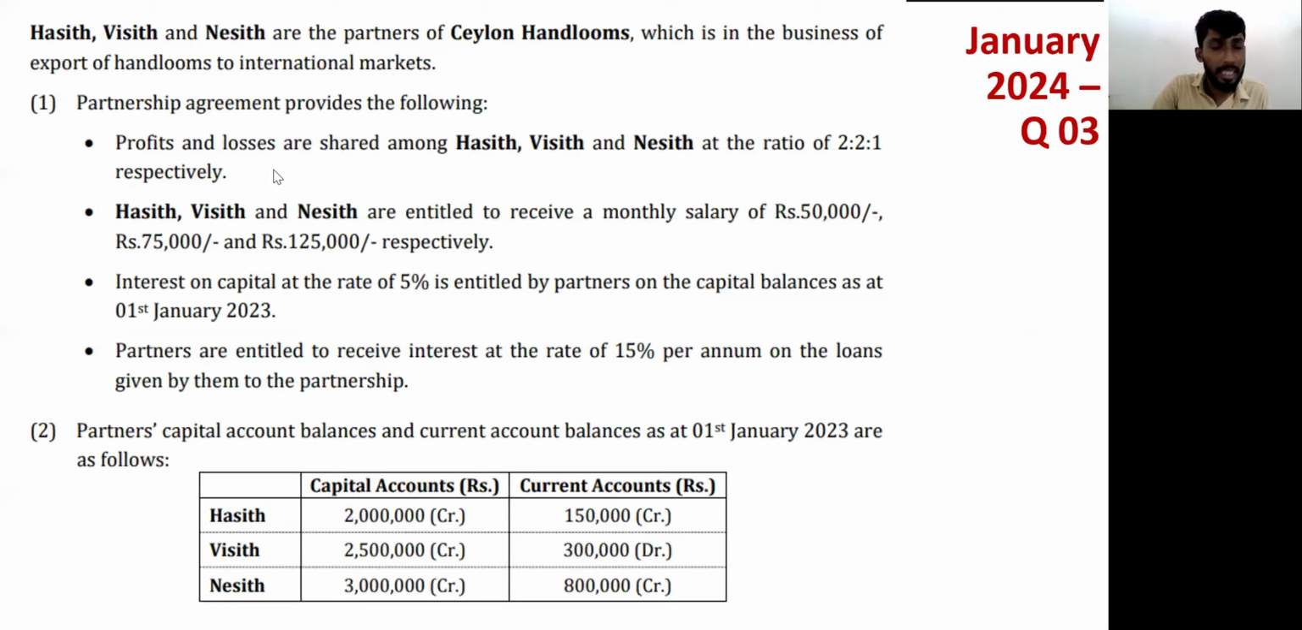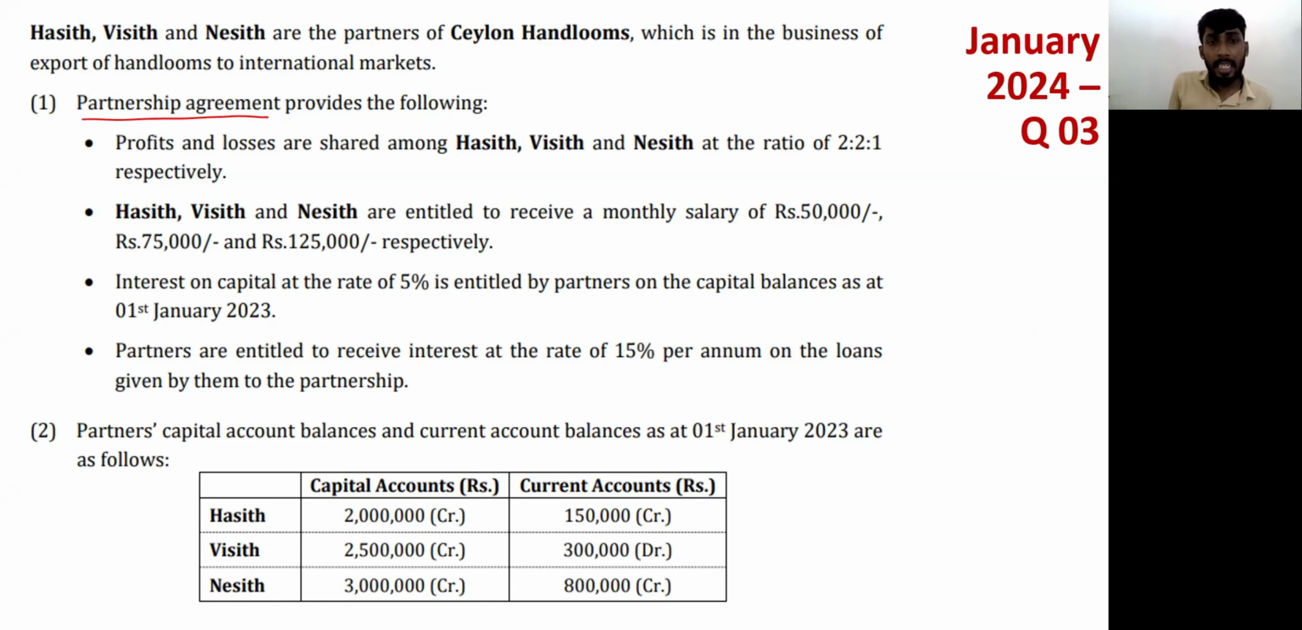Then the partnership agreement provides the following: profit or loss share. The profits and losses are shared among H, V and N in the ratio of 2 to 1. Then H, V and N are entitled to receive a monthly salary. Now the agreement itself says what they are providing. When the agreement itself says what they are providing, then Section 24 is not the thing which is relating. We should give the first priority to the partnership agreement.